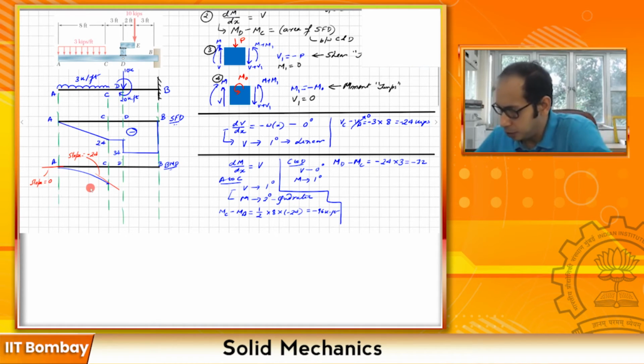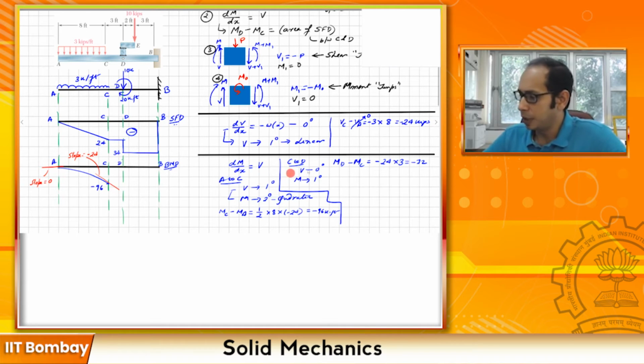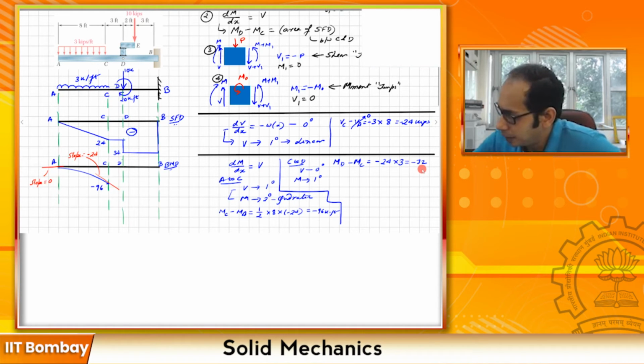And at C I know the value is already... oh, I did not mark this one. This one is not 24, it will be minus 96. So let me mark this one, minus of 96, right? So MD minus MC is minus 72. So let's go ahead and find MD. MD will be minus 72 plus MC, and MC itself is a negative 96, so minus 72 minus 96, that will give me a minus 168.